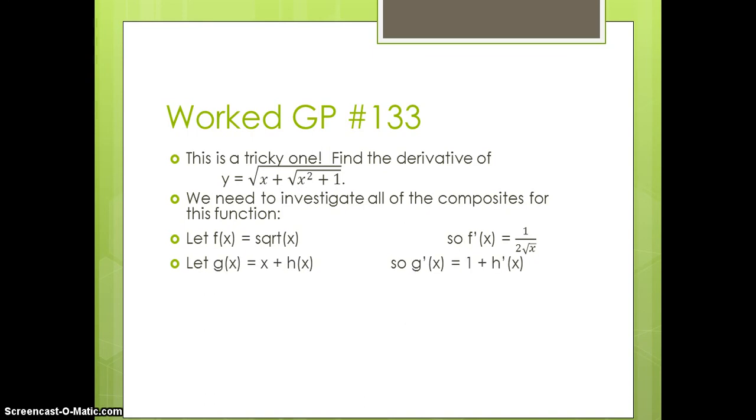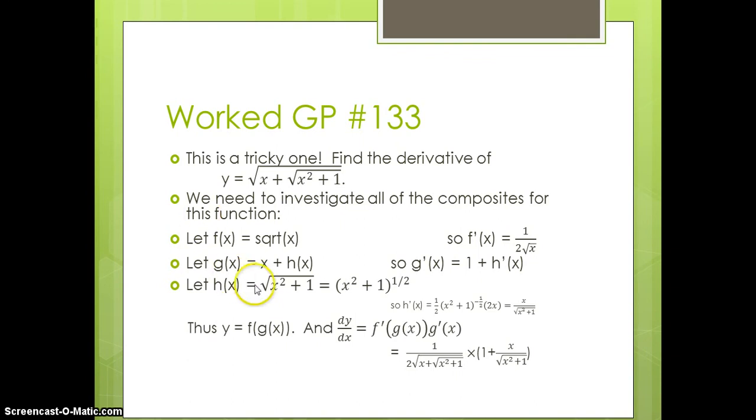We'll let g of x is equal to x plus h of x. And h of x will be another inside function we deal with. So g prime is equal to 1 plus h prime of x. And h of x is equal to that square root of x squared plus 1, which we can rewrite as x squared plus 1 to the 1/2. This itself has an outside function of something to the 1/2.